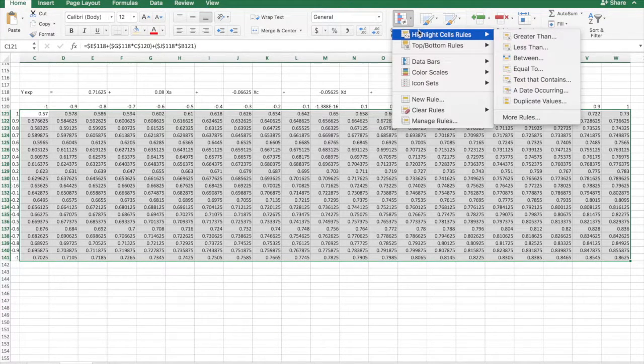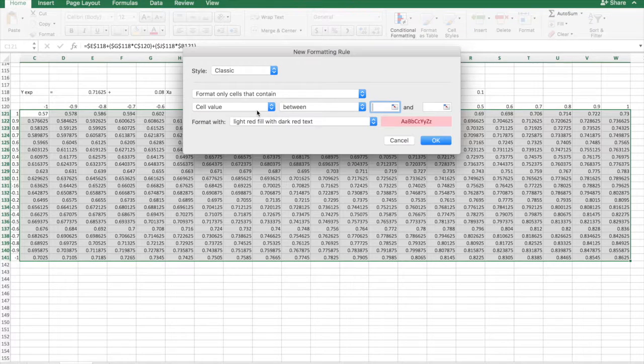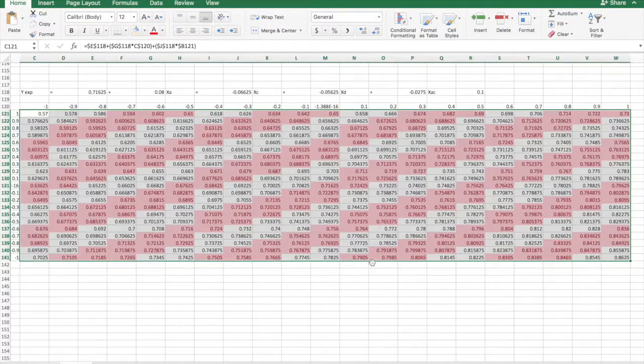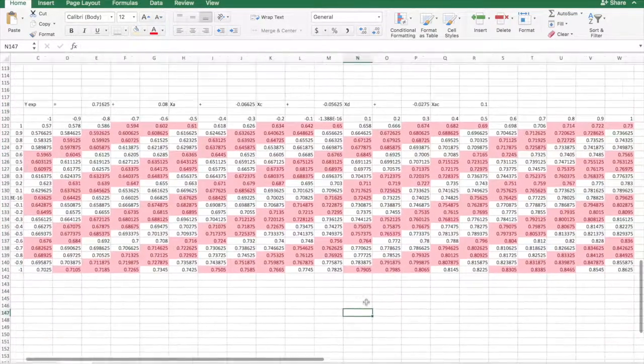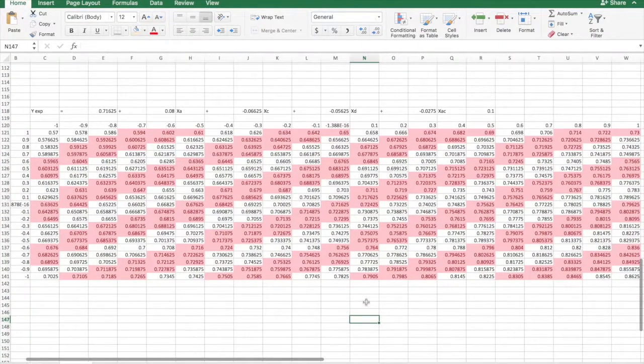Conditional formatting between 0.59 and 0.61, oh, hold on, and 0.61. So yes, indeed, we have a contour plot with straight lines.